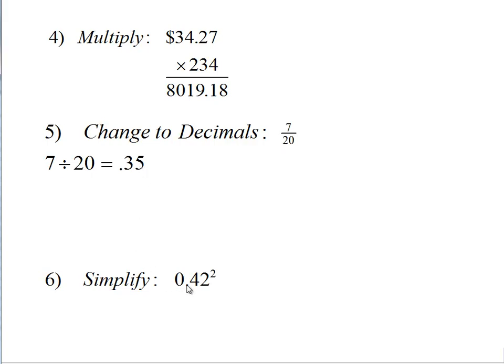Okay, simplify 0.42 squared. Whenever you square something, it means write it 2 times in multiplication. So that's 0.42 times 0.42. A square is just multiplication. So it's 0.42 times 0.42. Type that in. I believe it's 0.71764.